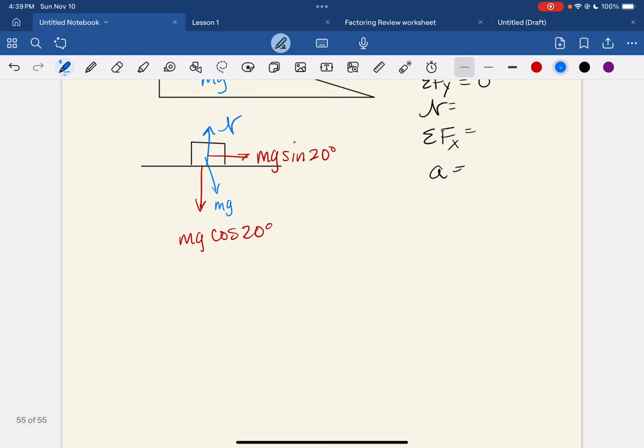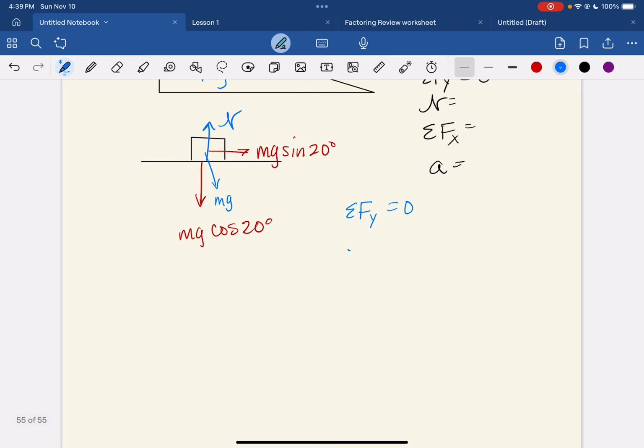All right, so my normal force, sum of my forces in the y direction, we know is going to be equal to 0 because it's sliding down the plane. So my normal force minus mg cosine 20 degrees is equal to 0. Therefore, my normal force is equal to mg cosine 20 degrees.